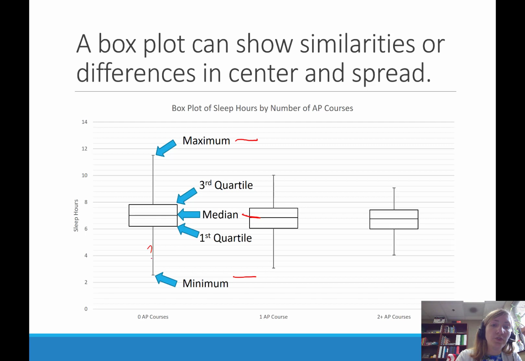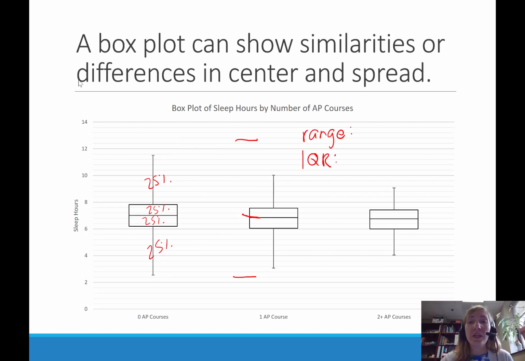The minimum to the first quartile is 25%. The first quartile to the median is 25%. The median to the third quartile is 25%. And the third quartile to the maximum is 25%. The median is considered the measure of center. The measures of spread associated with the median are the range and the interquartile range. The range is the difference between the maximum and the minimum, while the interquartile range is the difference between the third and first quartiles.